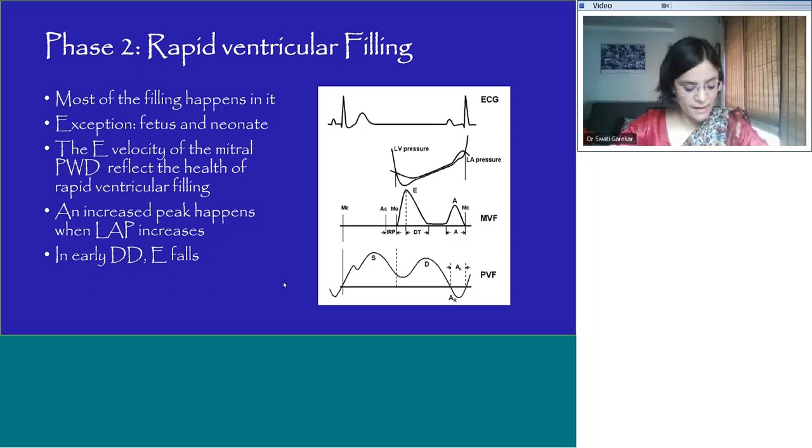Phase 2, the rapid ventricular filling period. So when the mitral valve opens, it does so because the left atrial pressure is higher than the left ventricular pressure, and that pressure difference creates good flow. Most of the filling in fact happens in this period, exception being the fetus and the neonate. And this is what generates the E velocity of the mitral valve pulse Doppler. The E velocity reflects the health of rapid ventricular filling.